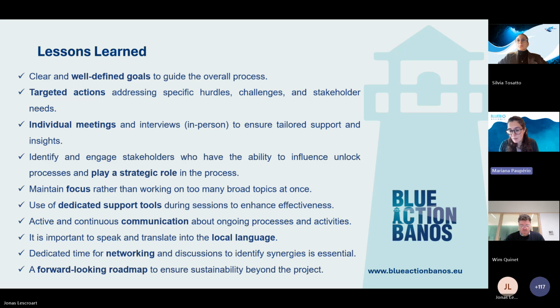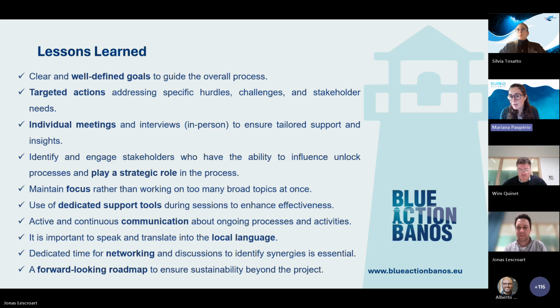Dedicated support tools are also very important, because they are not ready to use them at this moment, but they know that they are available in the future when the companies are ready to use them. So it is very important to present them, to do a workshop on how to use them, and when they are ready, they can use them. And local language is also very important in our community of practice, to speak and translate the materials, in our case, into Portuguese. And networking, food, coffee, and time to network. It's important in these events, because people really like to talk with each other, and it's a huge opportunity to ignite collaborations in the network after the sessions.